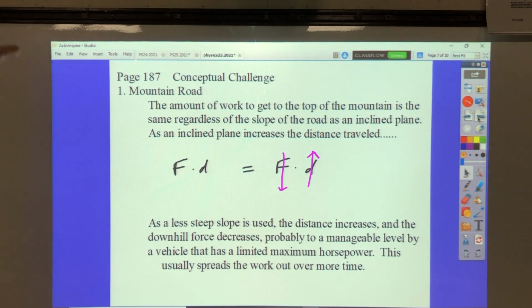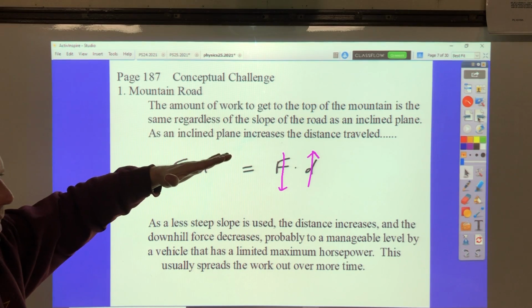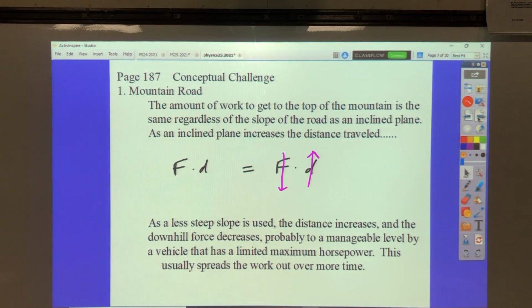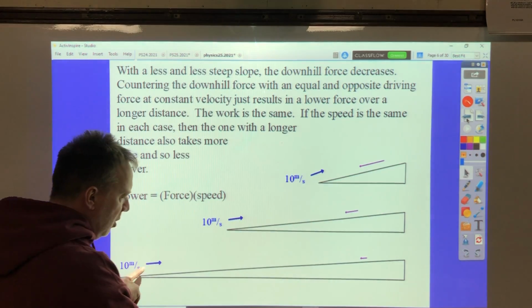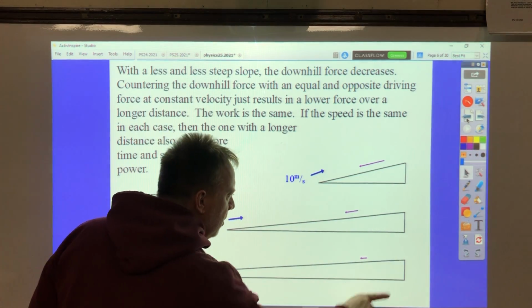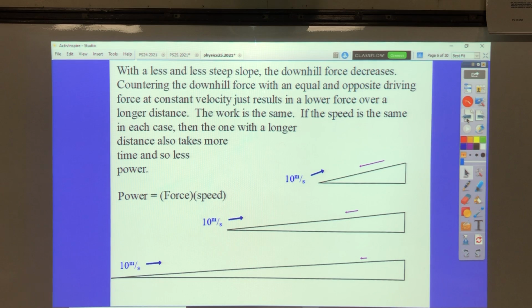The amount of work to get to the top of the mountain is the same. What you're doing is making that an inclined plane. You are lowering the steepness. Instead of going up the mountain, you're building a road that goes more at an angle, or less of an angle if you prefer.